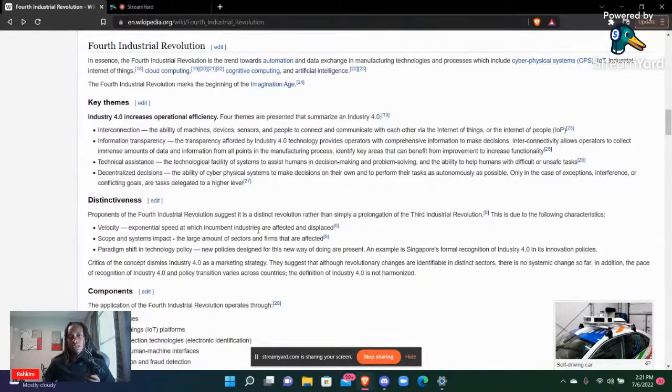It also says technical assistance is one of the key themes in the fourth industrial revolution. And technical assistance is the technological facility of systems to assist humans in decision making and problem solving. The ability to help humans with difficult or unsafe tasks.